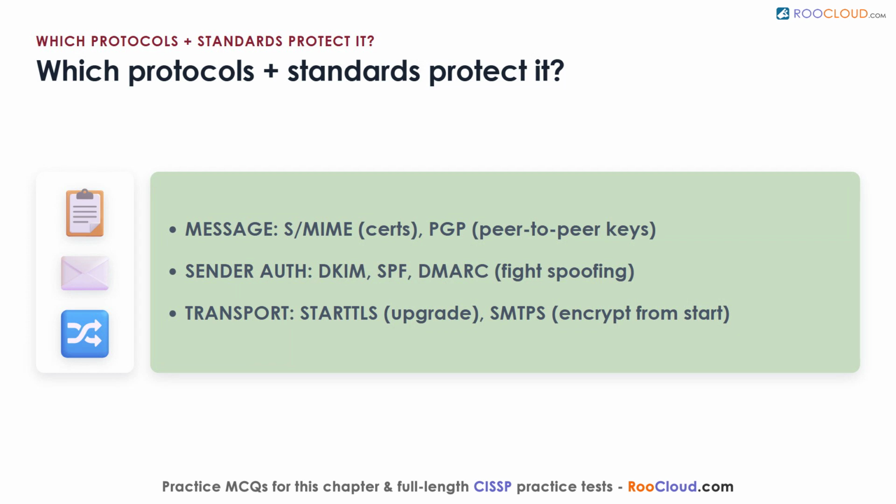On top of these, transport encryption wraps the connection itself. STARTTLS is an SMTP command that upgrades a session to an encrypted channel when the far server supports it, while implicit SMTPS assumes encryption from the start and refuses plaintext. Picture a wax seal proving who wrote a letter, a registry confirming the sender is legitimate, and an armoured courier protecting the journey.